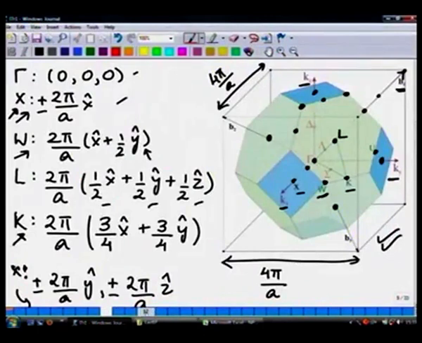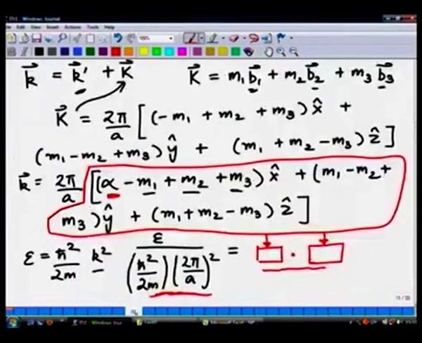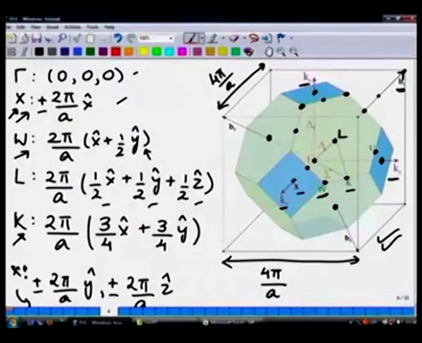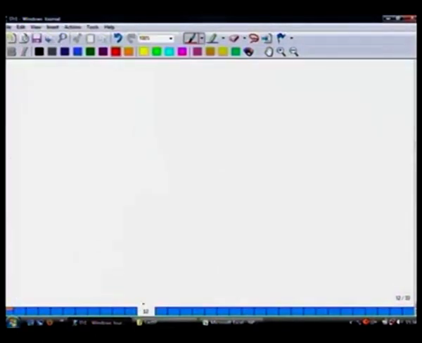So, for example, in this particular case what I have just shown you is that we are going from gamma to X, which is a 1 0 0 direction. So, we go from the 1 0 0 direction, and then from X I am going to go to W, in this direction. So, the next plot that I want to make, therefore, is going from X to W. If I do so, then let us go to the next page here.